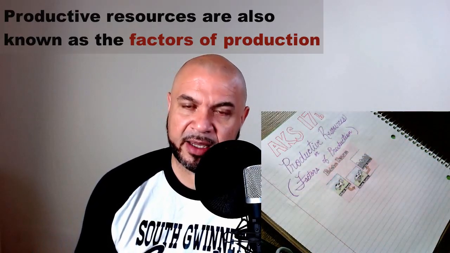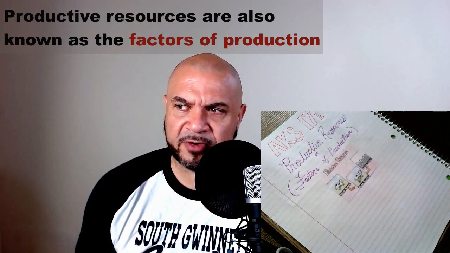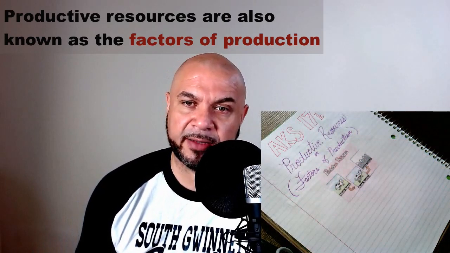But let's go through and see what the other pictures look like. So after scarcity, the second picture I put in here was productive resources, right? So notice up here I got AKS 17B, productive resources. Productive resources are also known as the factors of production. They mean the same exact thing, just like Coke versus Coca-Cola, same exact thing.